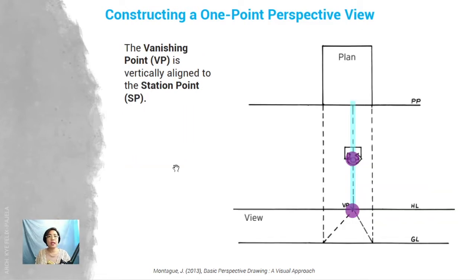Ang susunod na kailangan natin makita is the vanishing point. Ang vanishing point dapat naka-align siya dun sa station point natin. Kasi yun yung pinaka-sentro nung vision nung observer. So ito, in this case, tinrace lang natin siya. Yung points galing kay SP papunta doon sa horizon line.